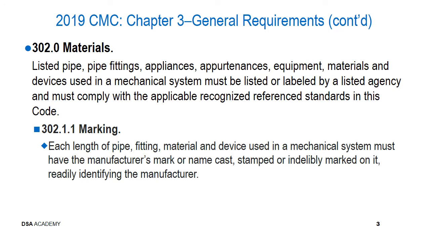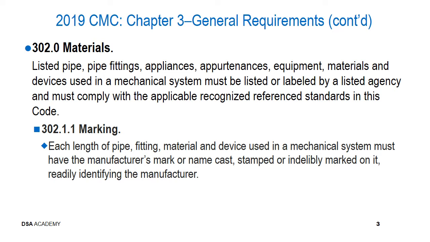Similar to many other materials used in construction, especially plumbing materials, mechanical materials such as listed pipe fittings, appliances, appurtenances, any equipment, materials, and other devices used in the mechanical system must be listed or labeled by a listed agency and must comply with the applicable recognized reference standards contained in the mechanical code.